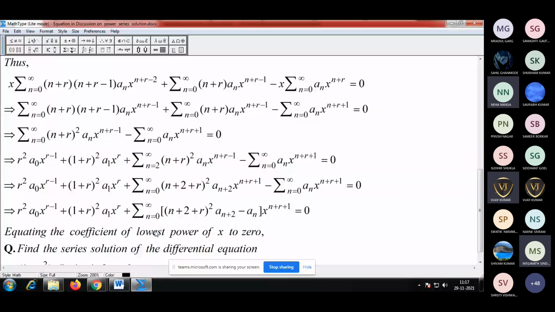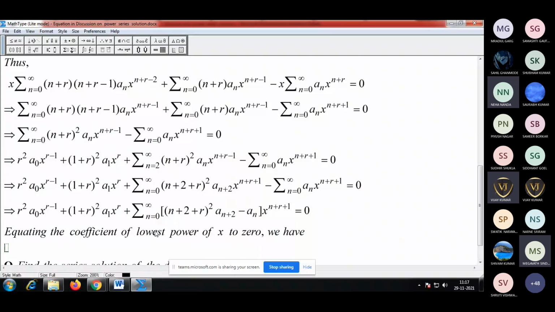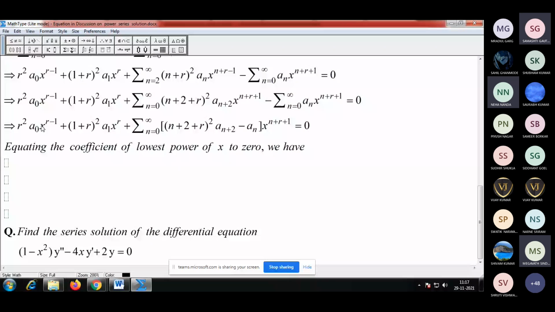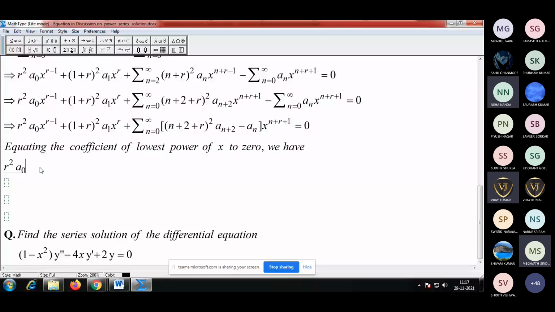What happened? See what we will have. You may see here x power r minus 1, then x power r, then x power r plus 1, and so on. It is the lowest power of it. This one is this. So a naught r square is equal to 0.